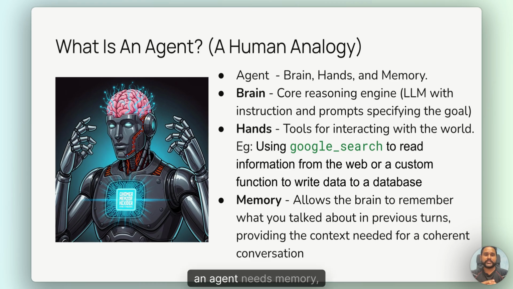Third, an agent needs memory, which is the session. This is the agent's short-term memory or notebook. The session allows the brain to remember what you talked about in previous turns, providing the context needed for a coherent conversation. Google ADK is the framework that provides all of this: the structure for the mission briefing, the ability to connect tools, and the system for managing memory.